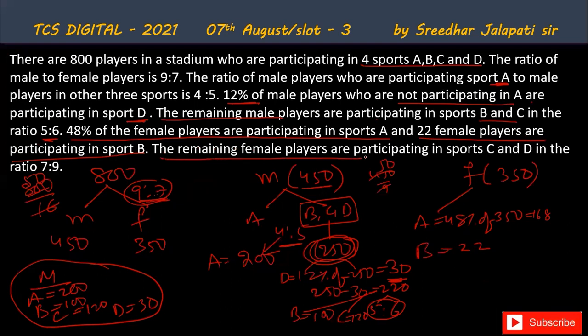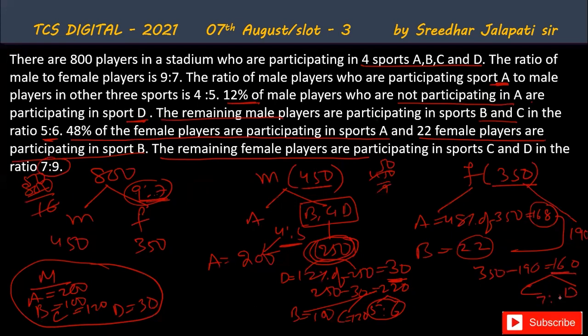The remaining female players: out of 350, 168 playing A, 22 playing B. So total 190. Out of 350, 190 are playing, remaining 350 minus 190, 160. These 160 are playing sports C and D in the ratio 7:9. So I have to divide 160 in the ratio 7:9.